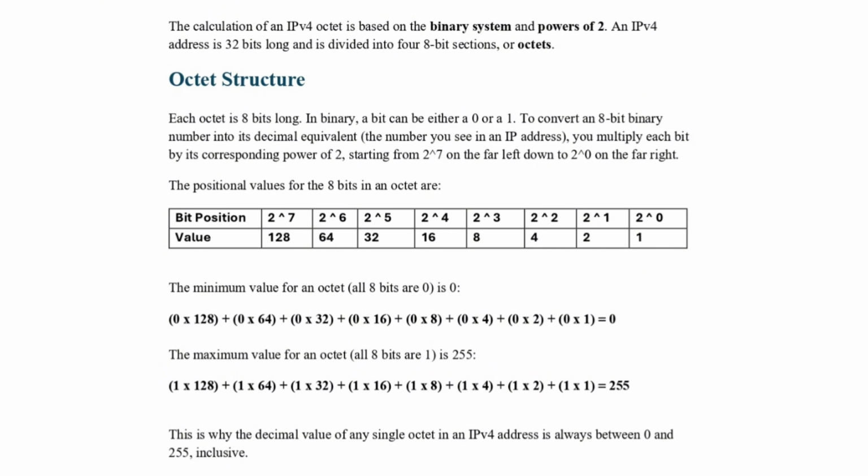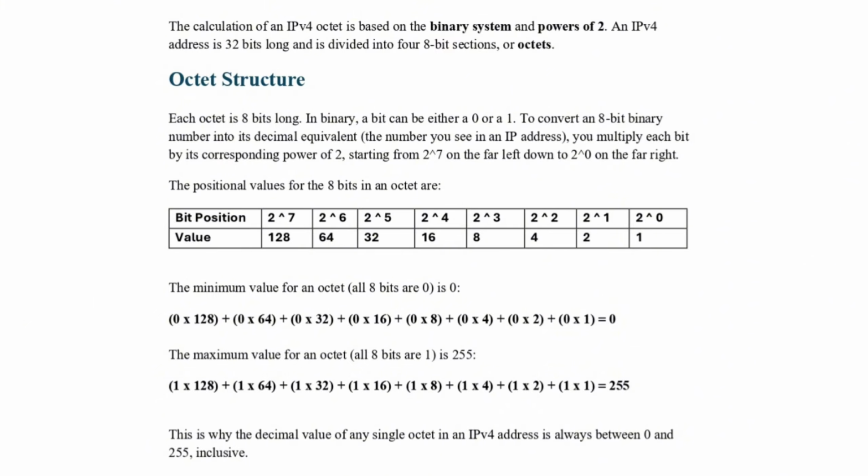To convert an 8-bit binary number into a decimal, the number you see in an IP address, you multiply each bit by its corresponding power of 2, starting from 2 power 7 on the far left down to 2 power 0 on the far right. You must understand the octet structure: it is 8 bits, and as the name octet says, it is 8. So the values of that octet are from 2 power 0 to 2 power 7, which makes 8 values.